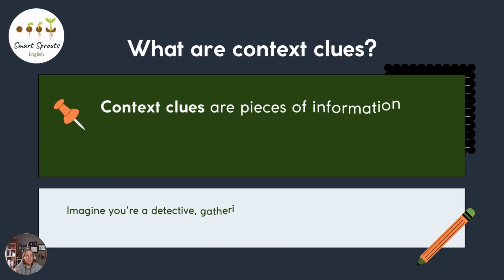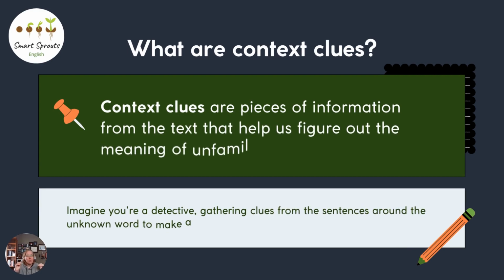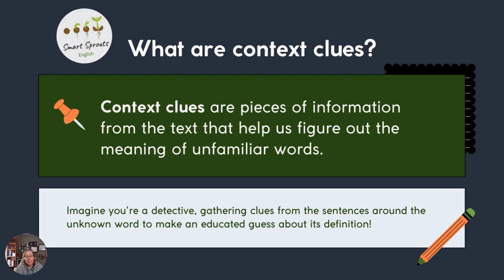So context clues are pieces of information that help us figure out the meaning of new words, of words that we don't know. And it's sort of like being a detective. We're gathering clues from the sentences around the unknown word, and we're making a guess about what the definition of the word is. What does this word mean? Instead of telling your child what the word means, next time you can encourage them to use a context clue.